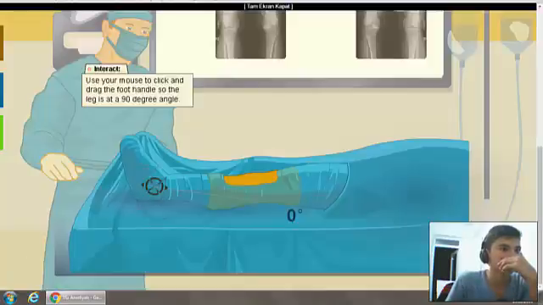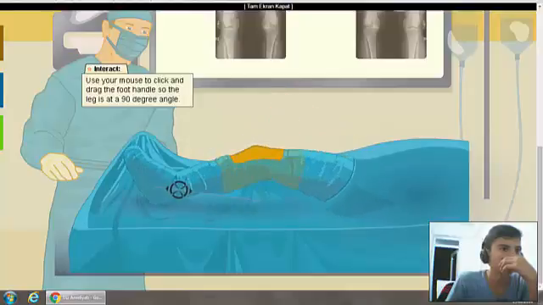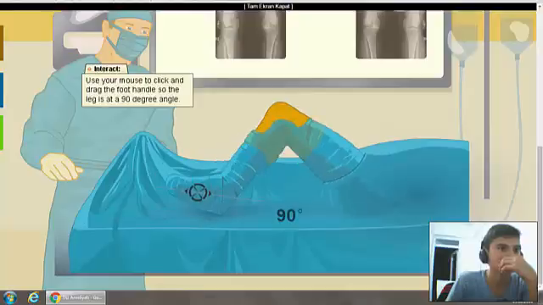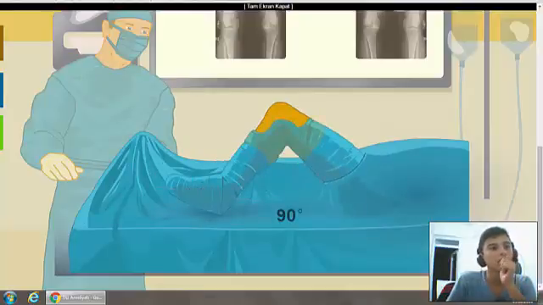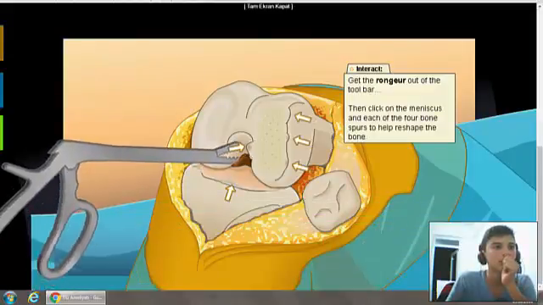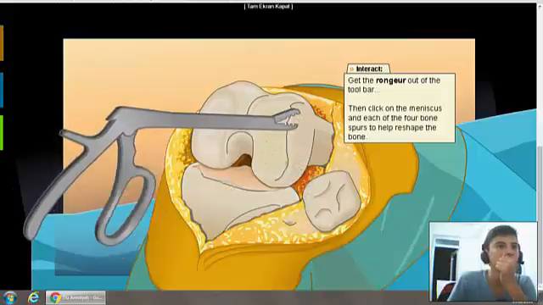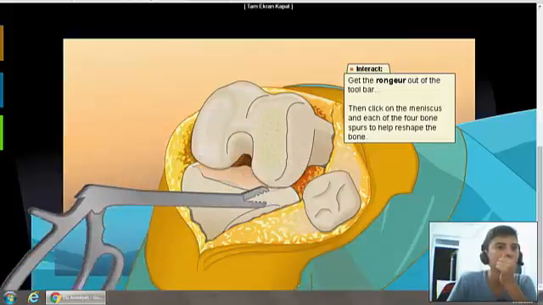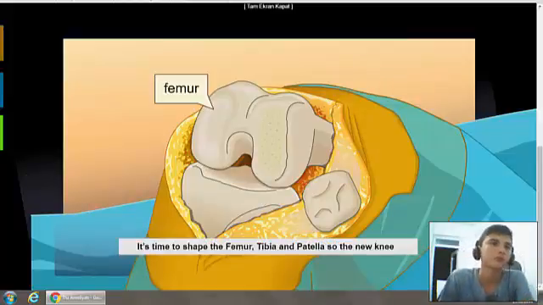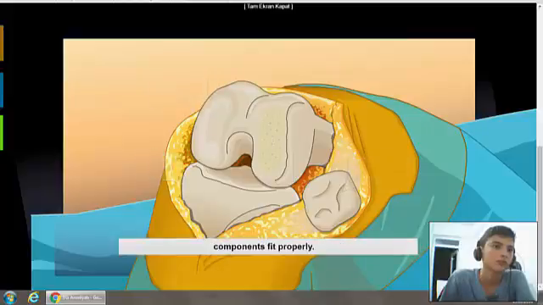To operate, we need the patient's knee elevated and bent so the bones are fully exposed. Peki ya 90 olduğunu nereden bileceğiz? Now the leg is at the proper angle. Use the rongeur to remove the anterior cruciate ligament, or ACL, the meniscus, and any bone spurs that may be lurking about. Are you a good sculptor? It's time to shape the femur, tibia, and patella so the new knee components fit properly.